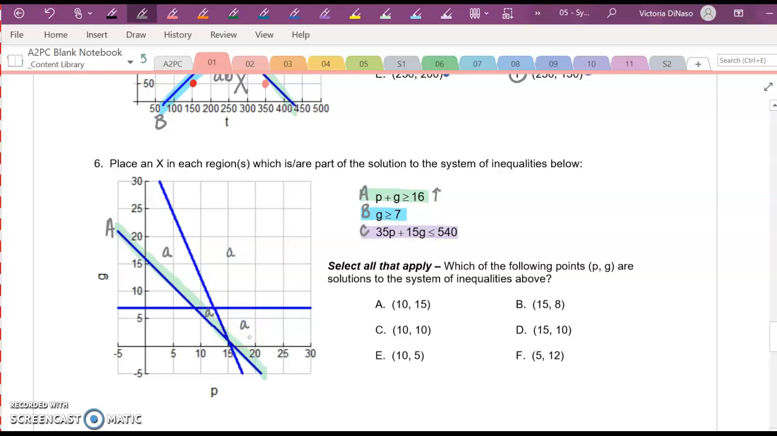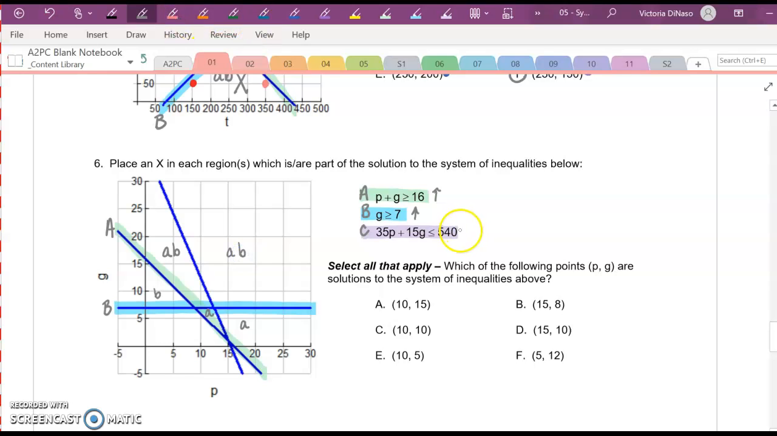All right, let's check out this blue line, my B line. So we have G is greater than or equal to 7. So along the y-intercept, it has to be a straight line going through 7, and it does right here. So therefore, this is my blue line, or my B line. Based on the direction of this inequality, we're shading above this line. So I'm going to put a B here, and a B right here.